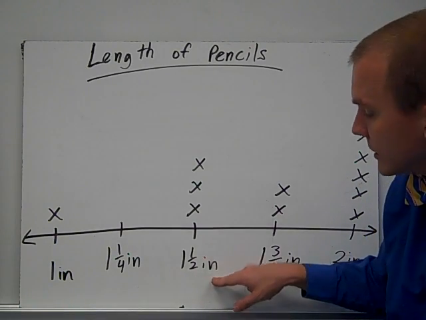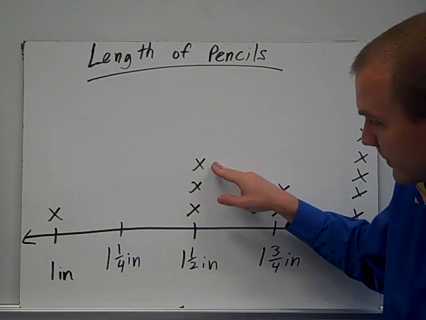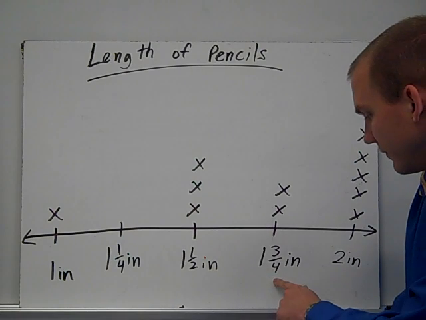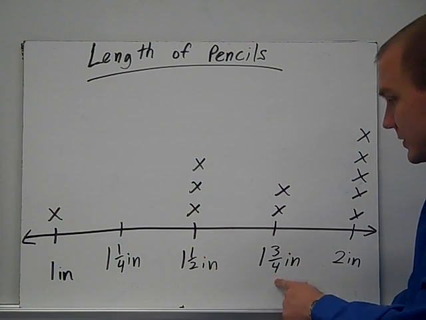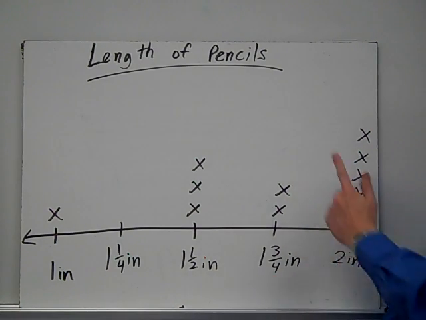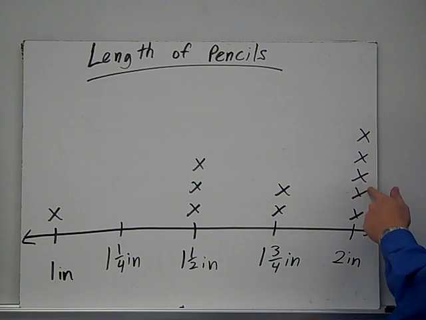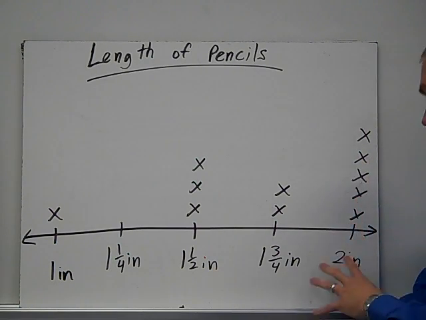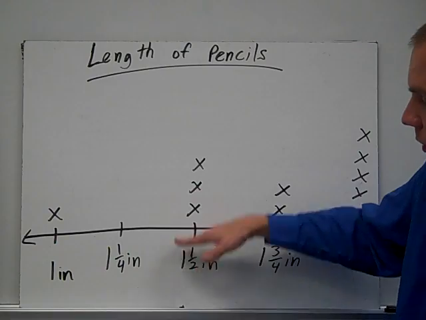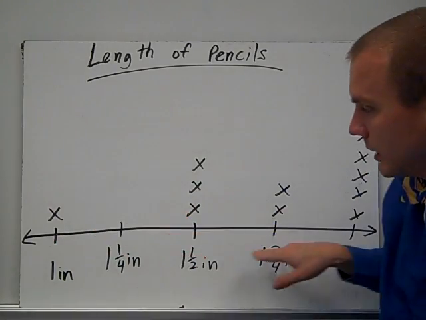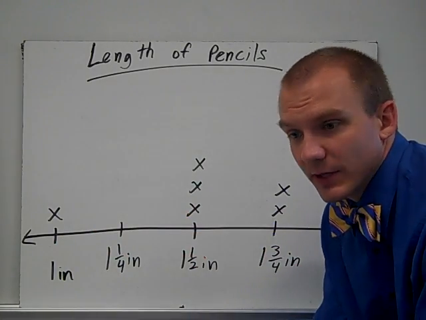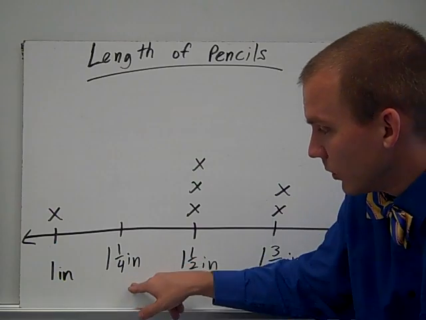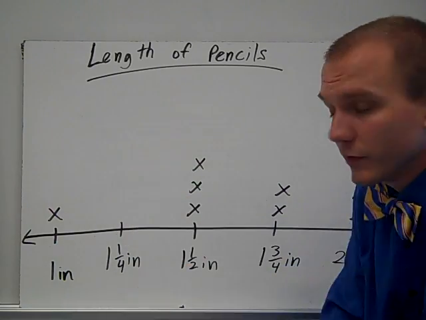At 1 1/2 inches, you have 1, 2, 3 pencils. At 1 3/4 inches, you had 1, 2 pencils. And finally at 2 inches, you had 1, 2, 3, 4, 5. So you just take an X and put it over the unit that you had. So say I had 2 pencils that were 1 1/4 inch, I'd put 2 X's over there.